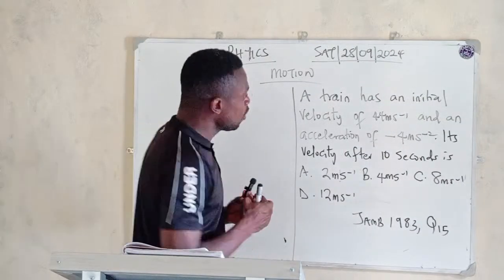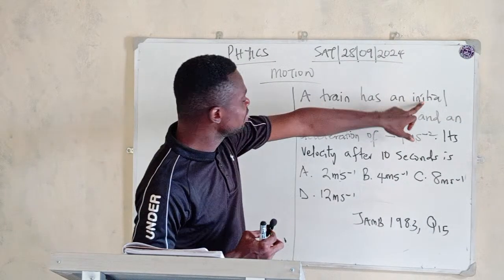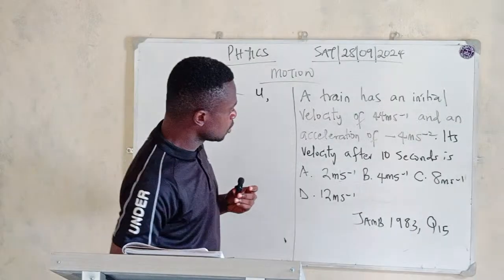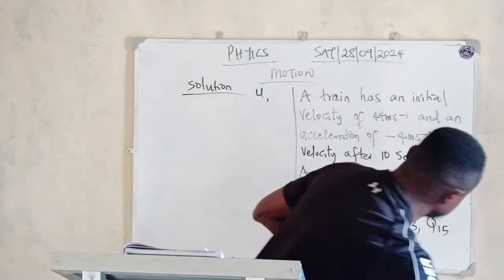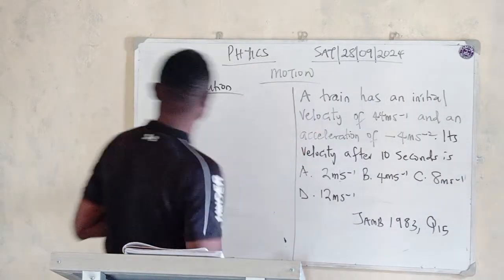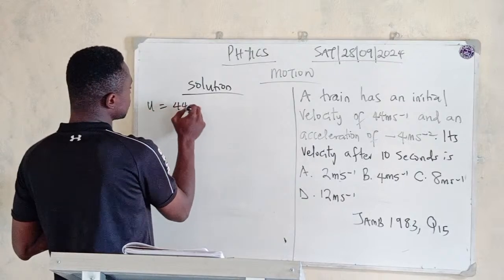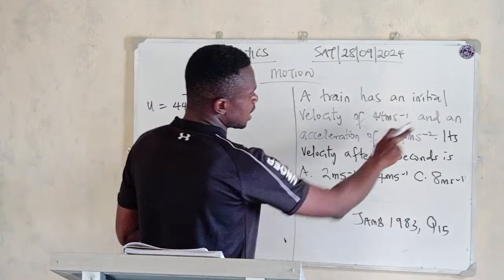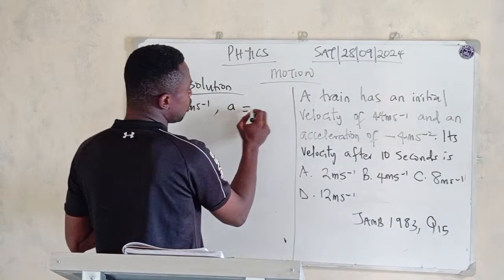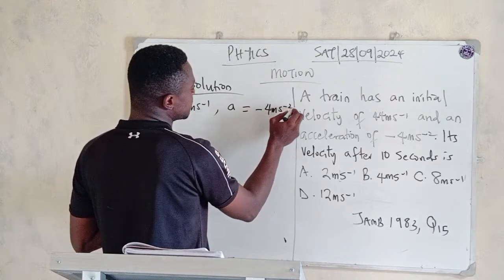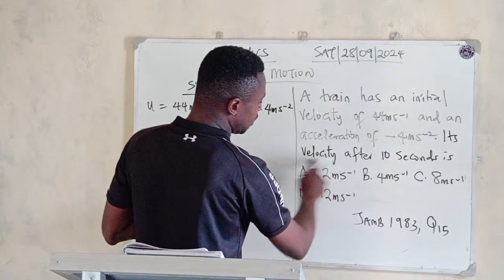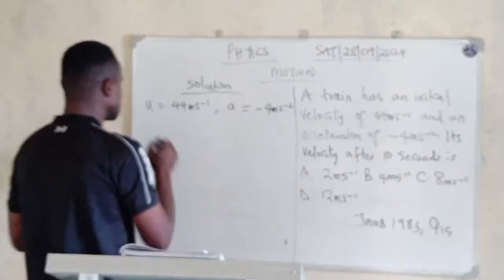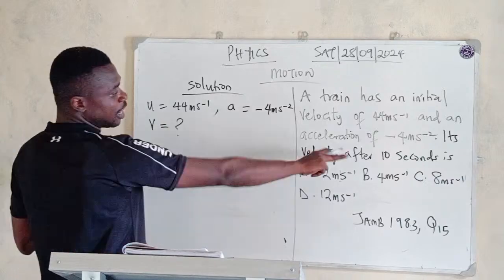So, first of all, we have initial velocity, u. Let me write the values at once. We have initial velocity to be 44 meter per second. Then you have acceleration to be minus 4 meter per second squared. Its velocity after 10 seconds, so the velocity after 10 seconds is the final velocity. So v is the final velocity.